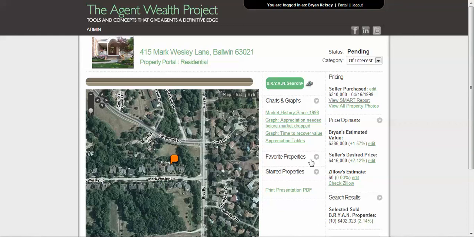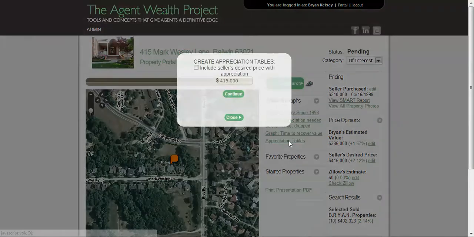In our Price of the American Dream presentation, one of the very first things we're going to present to a seller is what we call an appreciation table. The appreciation table shows, for example, in this case, the seller desires to ask $415,000.